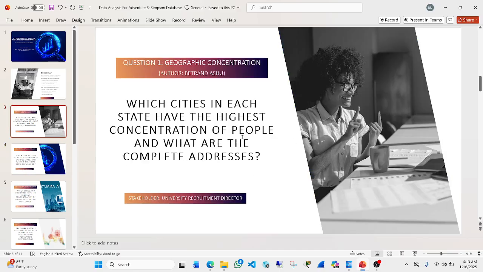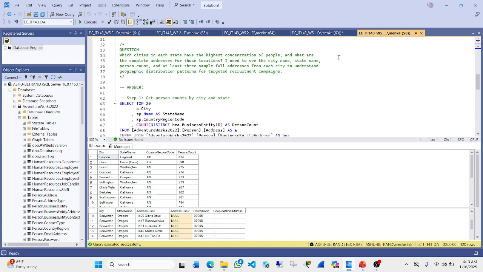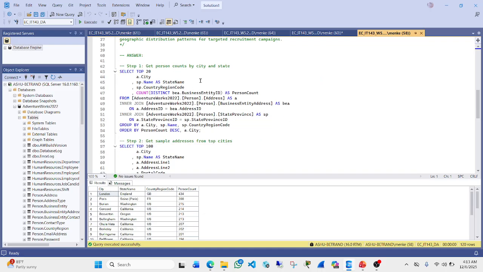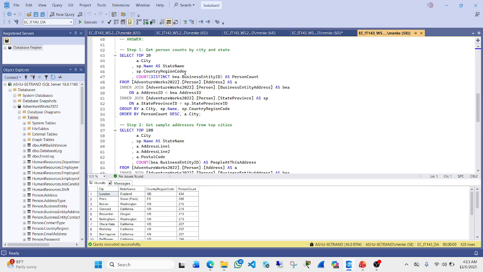So we need to know the cities and states that have the highest concentration of people, and what are the complete addresses. So now you notice that here I had to break it into two parts. The first part is to count the people by state and city, and the second part is to get a sample of the top city addresses. So now, if you come here, you're going to notice that I had to take the top 20 cities. I had to use the inner join to join three tables: the person address, person business entity address, and the person state address.